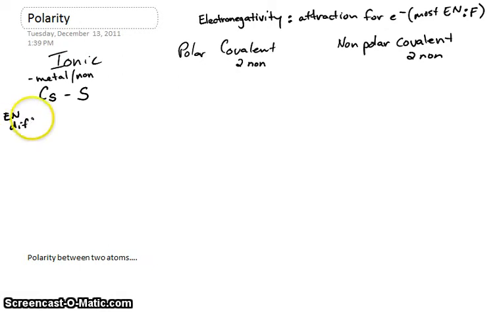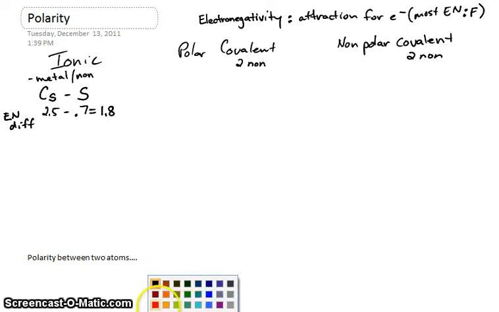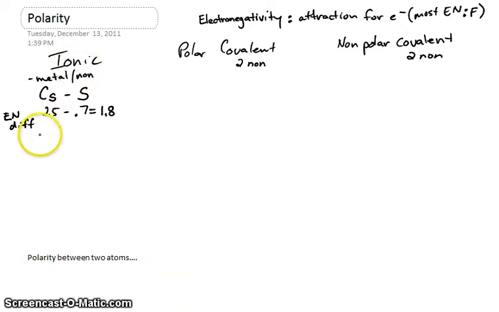We can say, okay, cesium's electronegativity is 2.5. I'm looking these up in the book. You don't have to memorize these. And sulfur's electronegativity is 0.7. And when we subtract those, we get 1.8. And what we've said as scientists, and this is just an arbitrary number, is that an ionic bond is an EN difference of greater than 1.8.